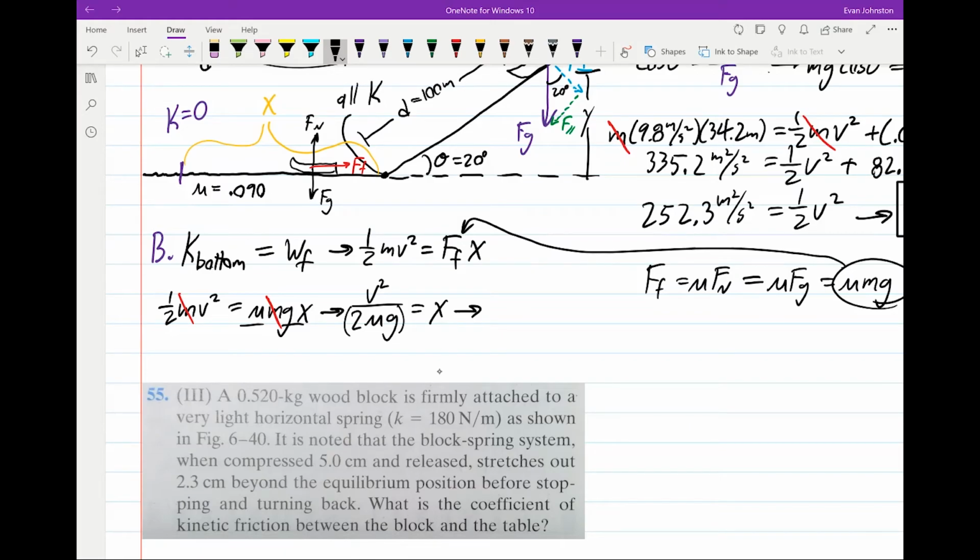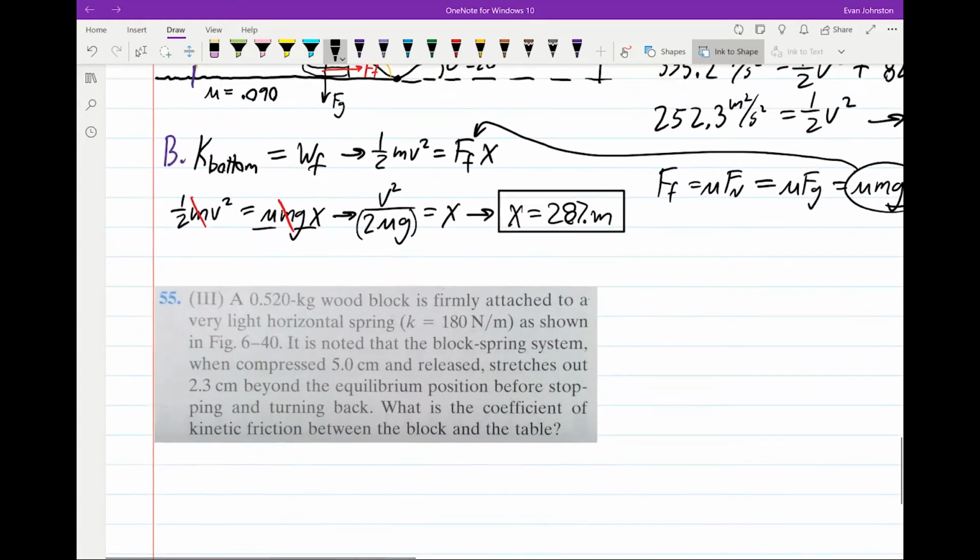That gives me an x value of 287 meters, something right around there. And I do make some algebra mistakes every once in a while, so let me know if you think I made a typo or something like that.